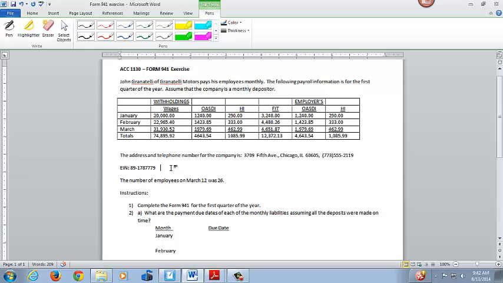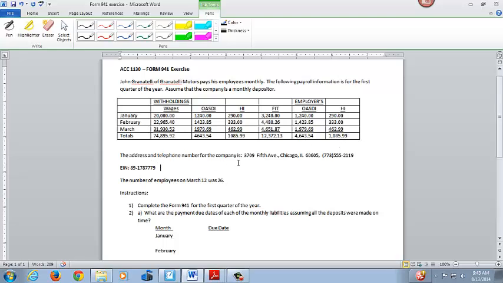In here we've got John Granatelli of Granatelli Motors, who pays his employees monthly. The following payroll information is for the first quarter of the year, so for January, February, and March. Assume that the company is a monthly depositor. Here I've already calculated their wages for January, February, and March. Notice that no one has already met the cap for OASDI. And I've already calculated the OASDI, the HI, and the federal income tax. These are all the employees' withholdings. And I've also got the employer's portion of OASDI and HI calculated here.